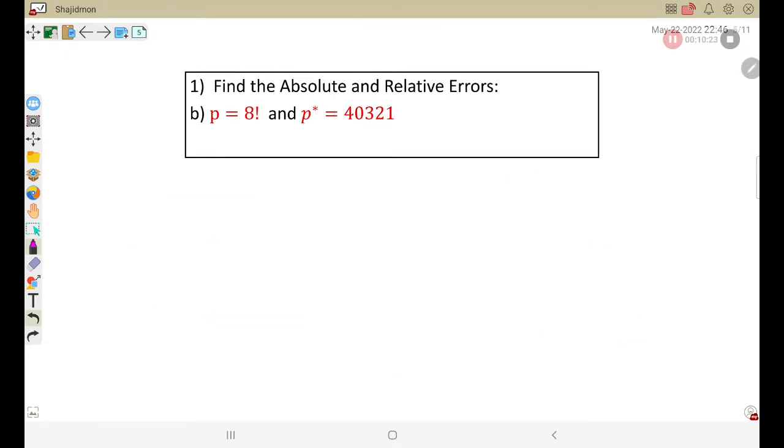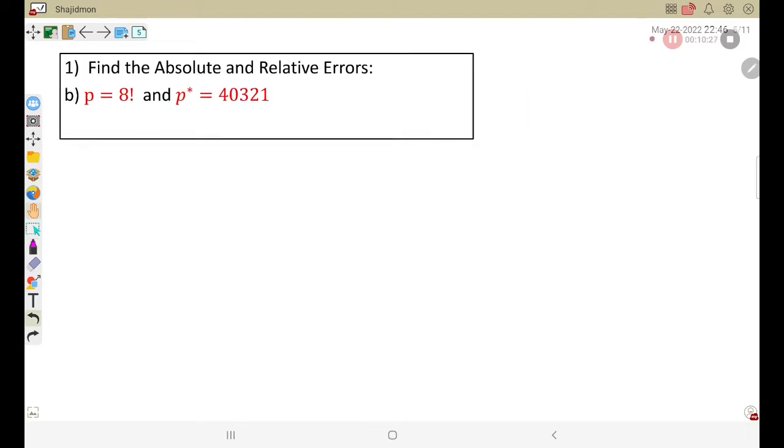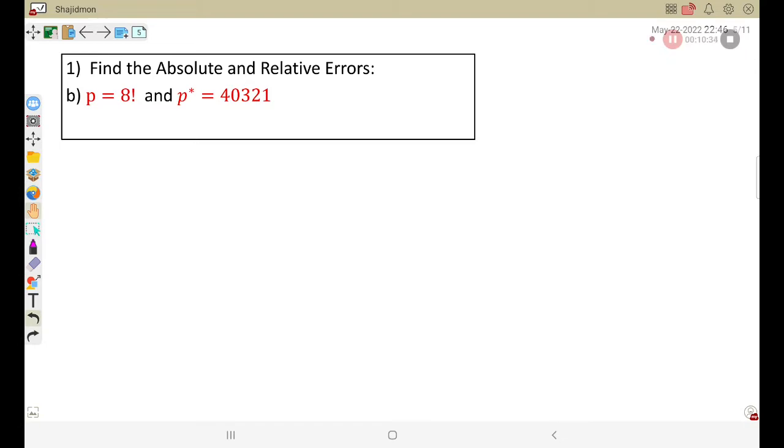Go to the second question now. Find the absolute and relative errors. P equal to 8 factorial. You know the meaning of the factorial symbol, correct? And P star equal to 40321.